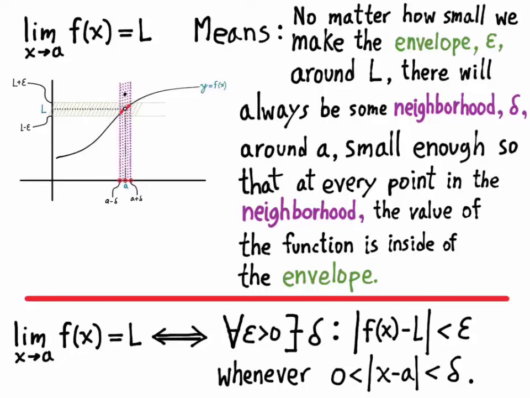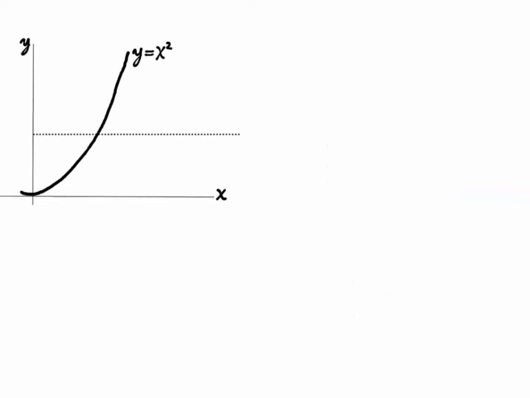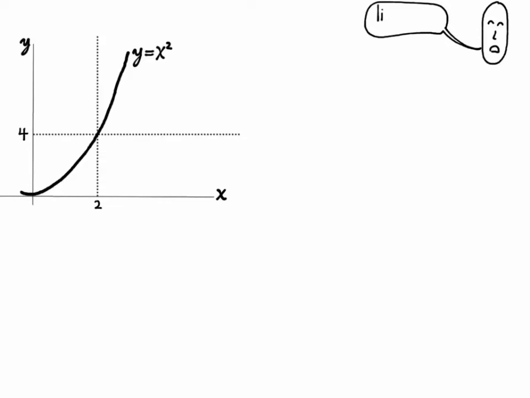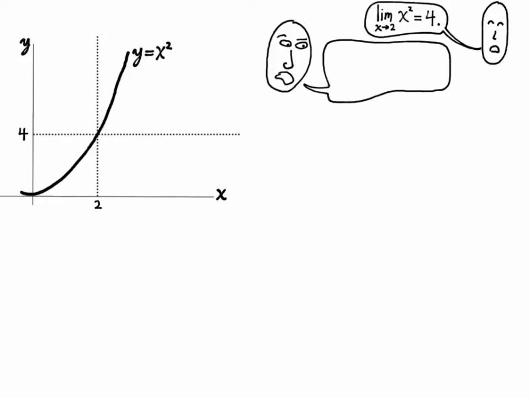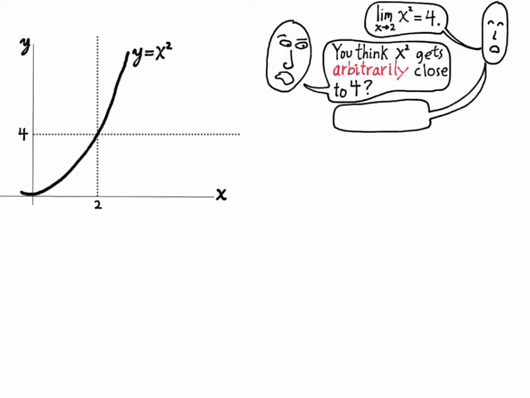So one of the ways we'll practice it is we'll look at a specific case. The limit as x approaches 2 of x squared equals 4. This is something you could probably guess intuitively. And we're going to have two people, just like in the last lesson, argue. We have some smug guy who makes the statement limit as x approaches 2 of x squared equals 4. And then we have a skeptical guy who questions that. He says, you think x squared gets arbitrarily close to 4 as x gets near 2? And the smug guy says, yeah, absolutely, arbitrarily.